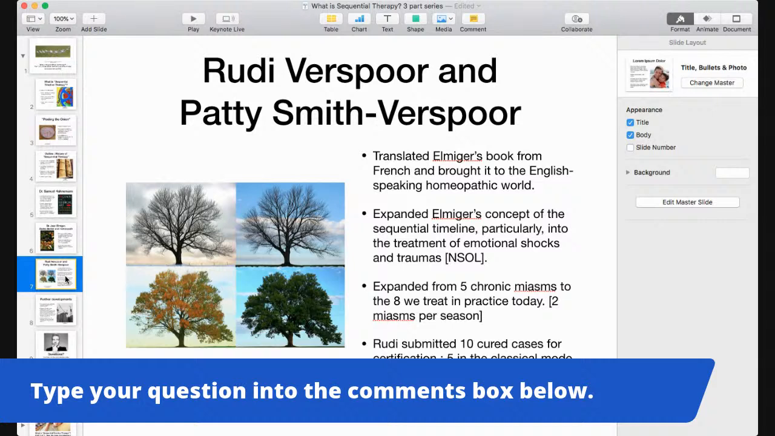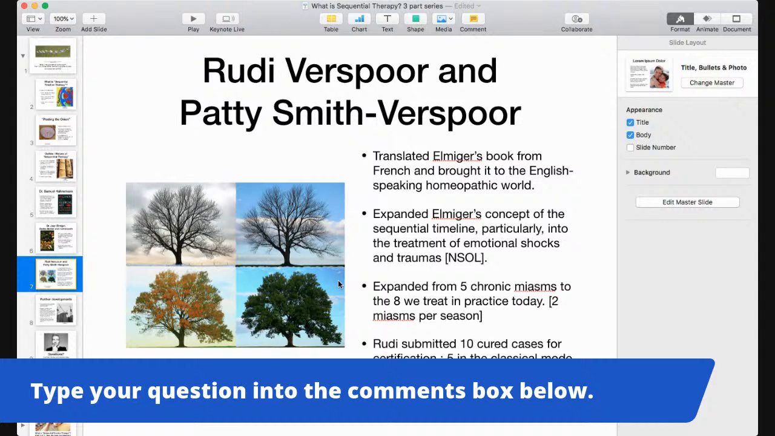The other thing with Rudi Verspoor and Patti Smith's work, they expanded Elmiger's 5 chronic miasms into the 8 that we are treating today. Essentially there are 2 chronic miasms per season, spring, summer, fall, winter, and each one of those, as far as archetypes, has 2 distinct miasms. And we will probably do one, or if not a series of videos on the chronic miasms. There's a whole world of things we can talk about in there.